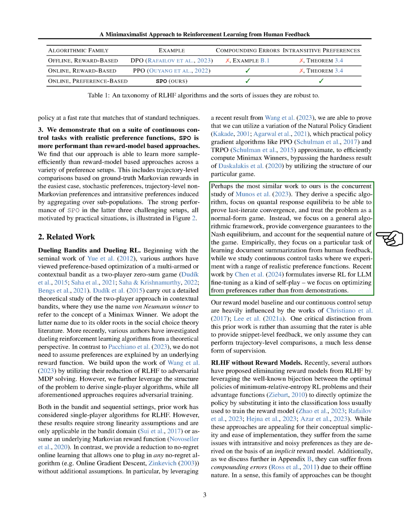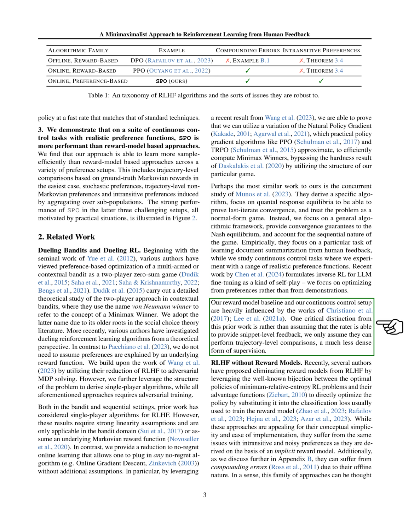Recent work has formulated inverse RL for LLM fine-tuning as a kind of self-play. We, however, focus on optimizing from preferences rather than from demonstrations. Our reward model baseline and our continuous control setup are heavily influenced by previous works. One key difference from this prior work is that we only assume the rater can perform trajectory-level comparisons, a much less dense form of supervision.